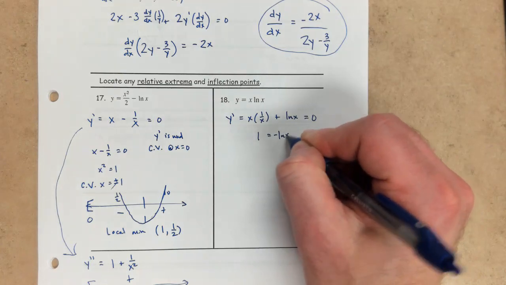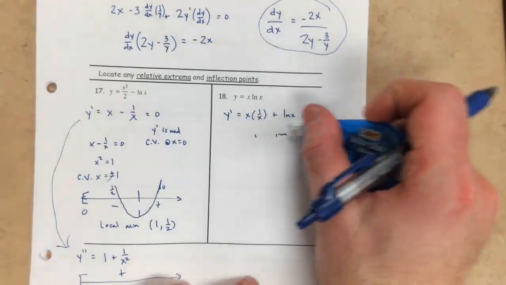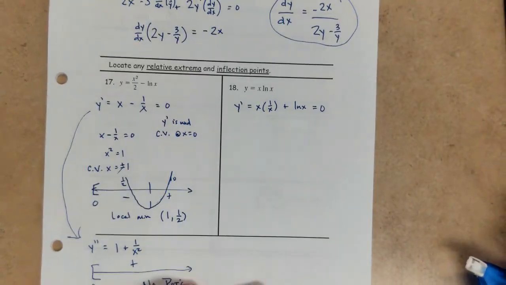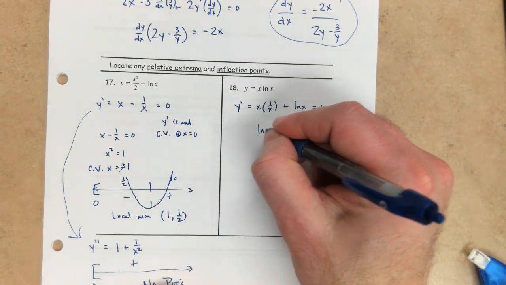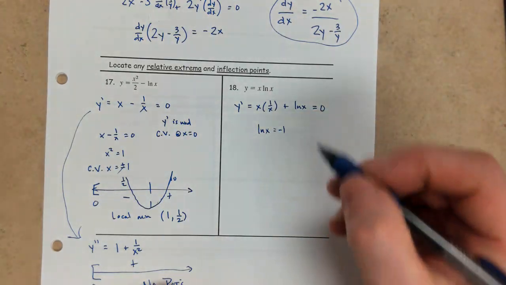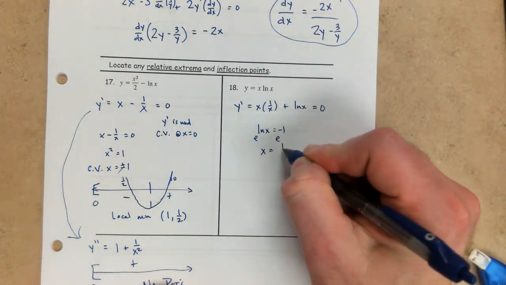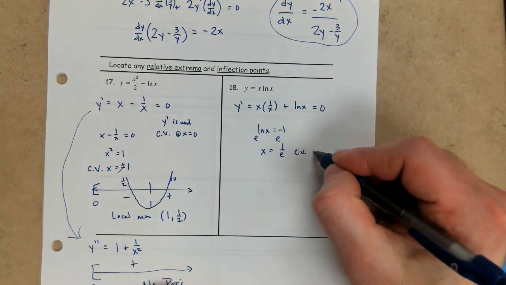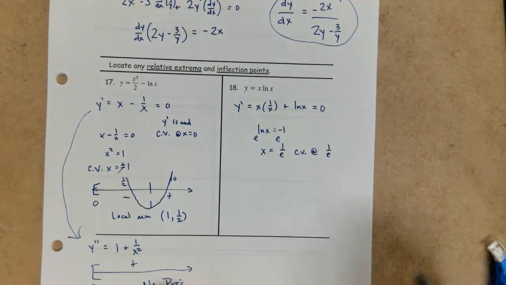equals negative natural log of x. Or I kind of like doing it the other way. Natural log of x equals -1. It's just a formality. Exponentiate both sides with e, and we get x equals 1 over e. So there is a critical value right here at 1 over e.